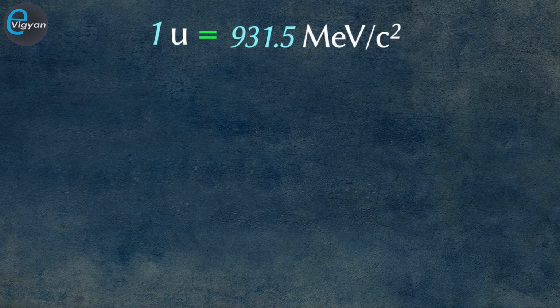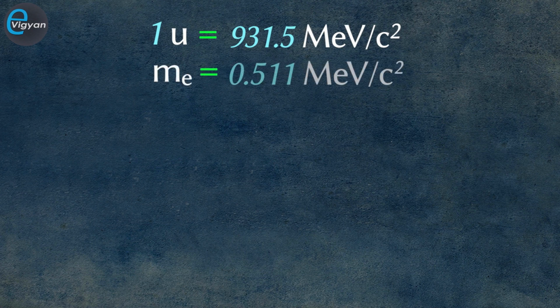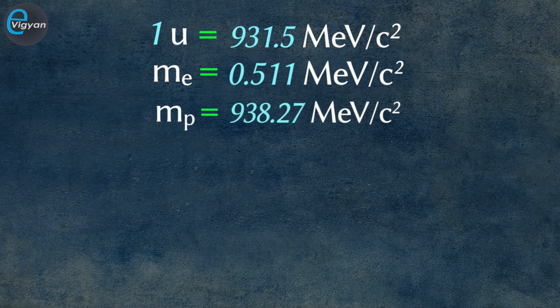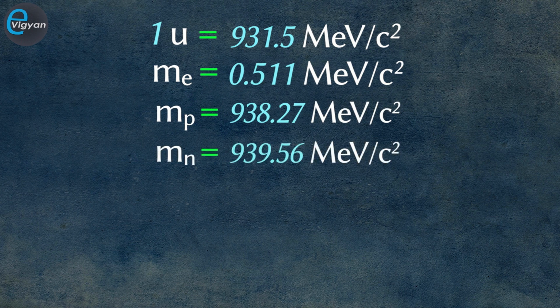In this episode of nuclear physics, you learned about the special unit of energy, mass, cross-section, radioactivity, spin and electric quadrupole moment used in the nuclear physics. We calculated that 1 u equals 931.5 MeV per c square. The mass of electron is m e equal to 0.511 MeV per c square. The mass of proton is m p equal to 938.27 MeV per c square. The mass of neutron is m n equal to 939.56 MeV per c square.